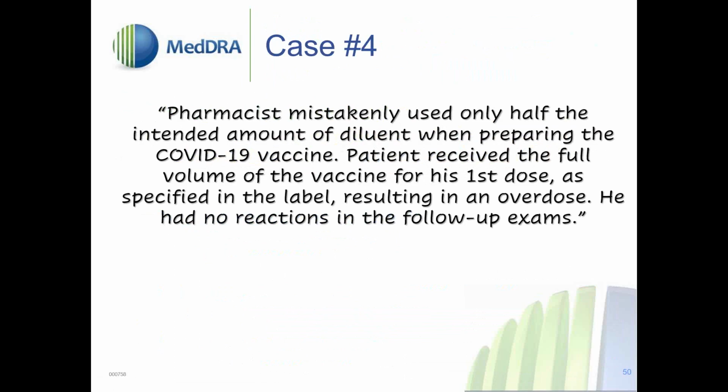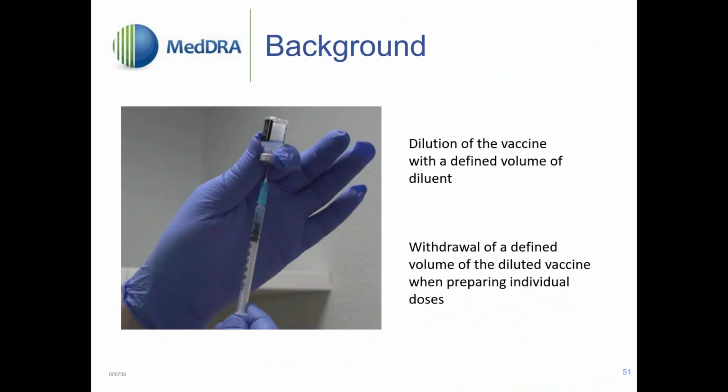In our next example, a pharmacist mistakenly used only half the intended amount of diluent when preparing the COVID-19 vaccine. The patient received the full volume of the vaccine for his first dose, as specified in the label, resulting in an overdose. He had no reactions in the follow-up exam. So what happened here? What is being described here?